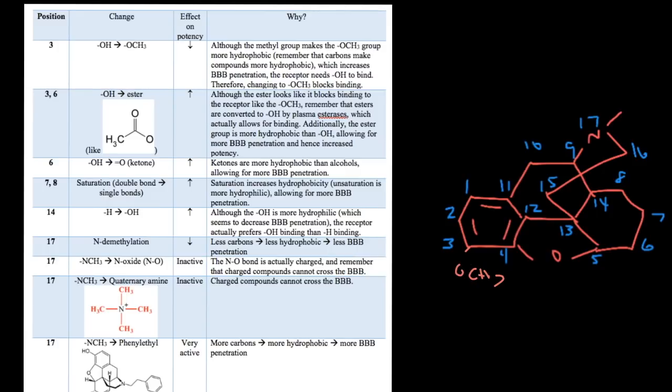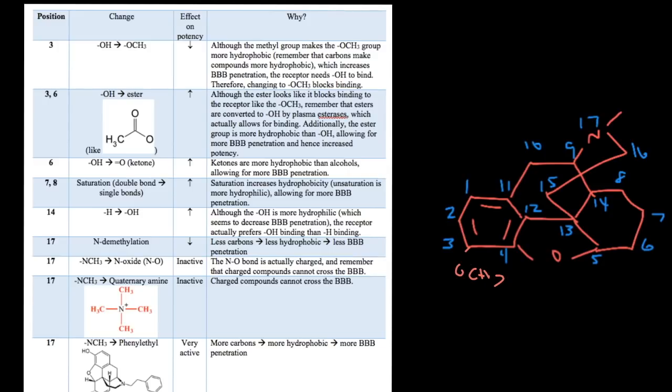that decreases potency. I'm reading straight from the table: although the methyl group makes the OCH3 group more hydrophobic, remember that carbons make compounds more hydrophobic, which increases your blood-brain barrier penetration, the receptor actually needs the OH to bind. Therefore, changing to the OCH3 blocks binding because the compound no longer has the OH, and the receptor prefers the OH to bind. So if you have the OCH3 instead of the OH, you have less binding, and therefore you have less potency.